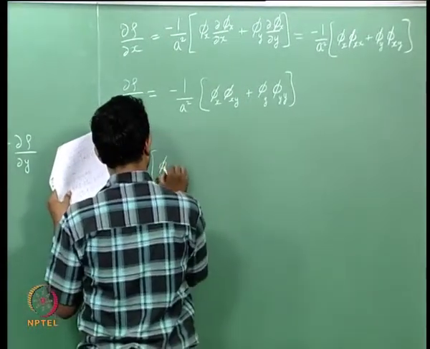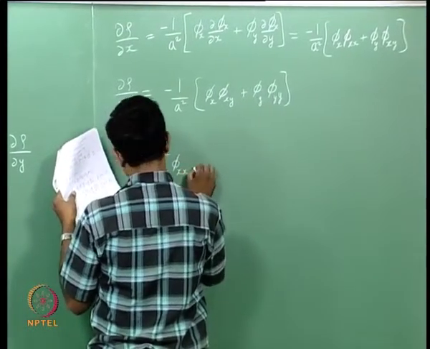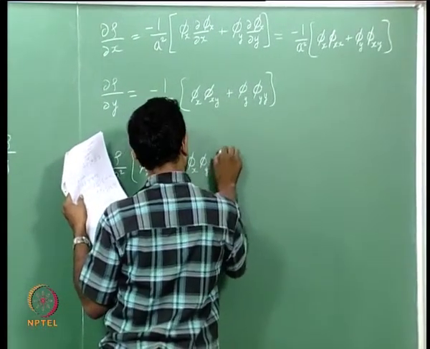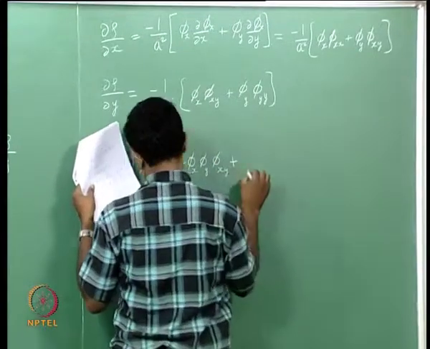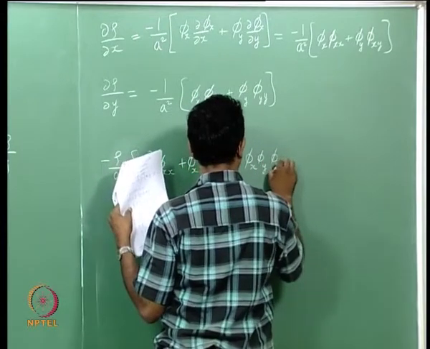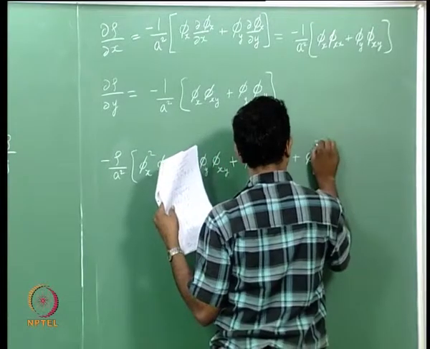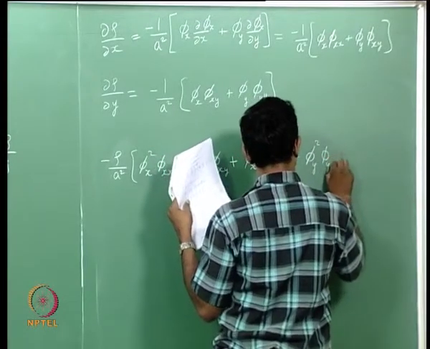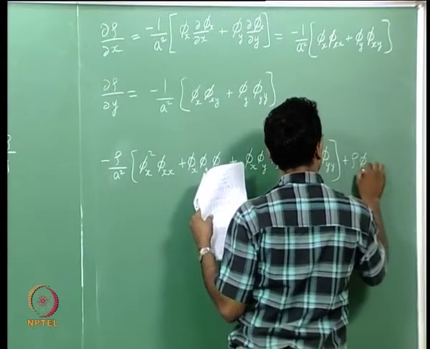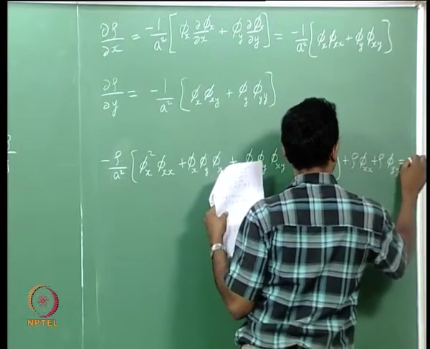times phi x square phi xx plus phi x phi y phi xy plus another phi x phi y phi xy plus phi y square phi yy plus rho phi xx plus rho phi yy equal to 0.